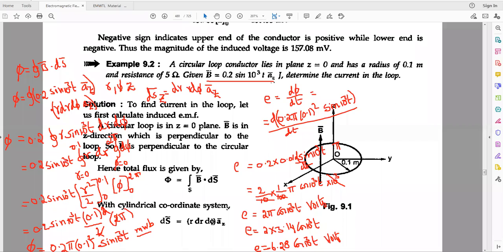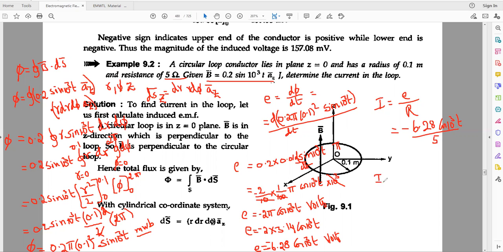Find out the current in the conductor. It is given by I is equal to, what is I now? Always the I is equal to induced EMF by the resistance, E by the resistance R. Substitute the induced EMF here as 6.28. Here the derivative of sine is a minus cos, and so it's a minus. So minus 6.28 cos 10 cube into T by the resistance given. What is the resistance given? The 5 ohms. Resistance is given the 5 ohms.